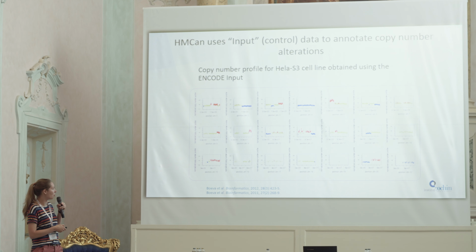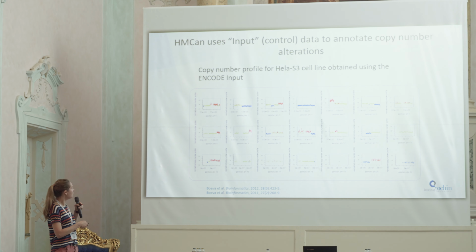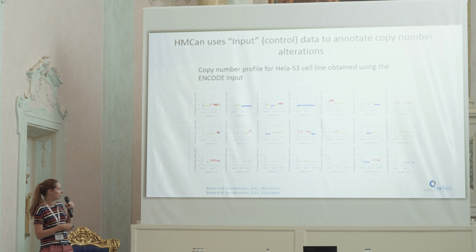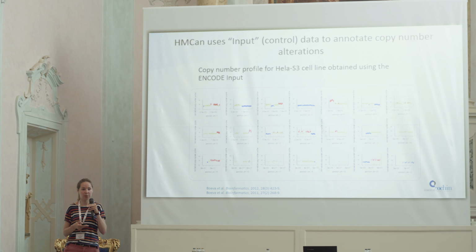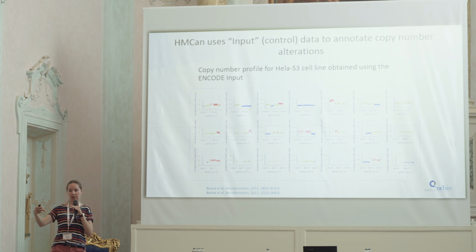And to get these copy number aberrations, we use the input sample that is present in every ChIP-seq experiment. I forgot to tell you that when you do ChIP-seq, one experiment where you use an antibody, you have a control experiment, which is called input, where you just cut DNA into pieces and sequence. This input experiment is actually low coverage whole genome sequencing, and you can get lots of information from it, including copy number and contamination of your sample by normal cells. This is what we also do.